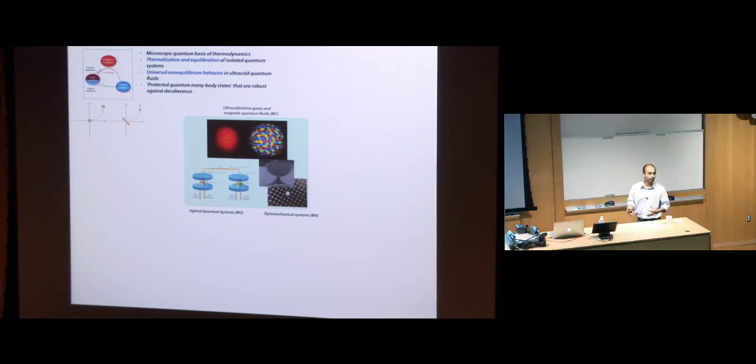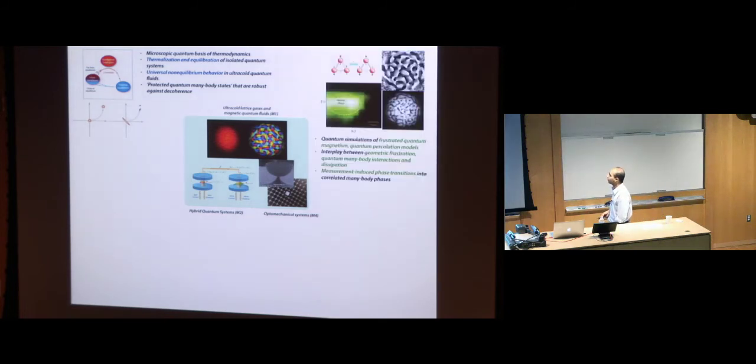kind of an environment. So how does thermalization work in an isolated quantum system, and what kinds of new states are there that are protected from thermalization? And we still have some experiments and ongoing theory on that, on the so-called pre-thermalized states and non-thermal fixed points. We have a really nice rich program on quantum simulation using optical lattices, looking at various quantum percolation models, geometric frustration, and looking at measurement-induced phase transitions into Anderson localization or many-body localized states.